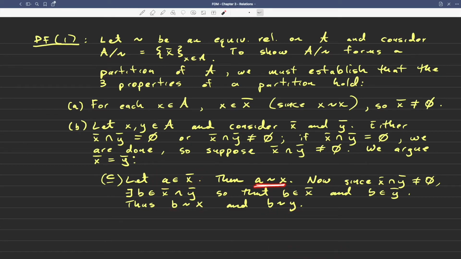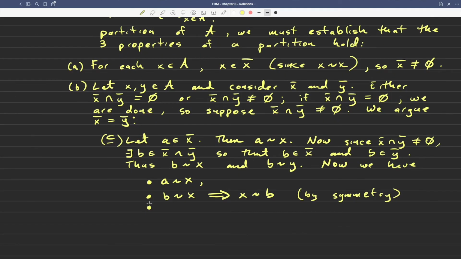If a is equivalent to x, but then x is in turn equivalent to b, then I can use transitivity to get a is equivalent to y. So let's do that. We may have to make use of the symmetry property. So now we have a is equivalent to x, and then we have b is equivalent to x, which implies x is equivalent to b by symmetry. And then we also have b is equivalent to y.